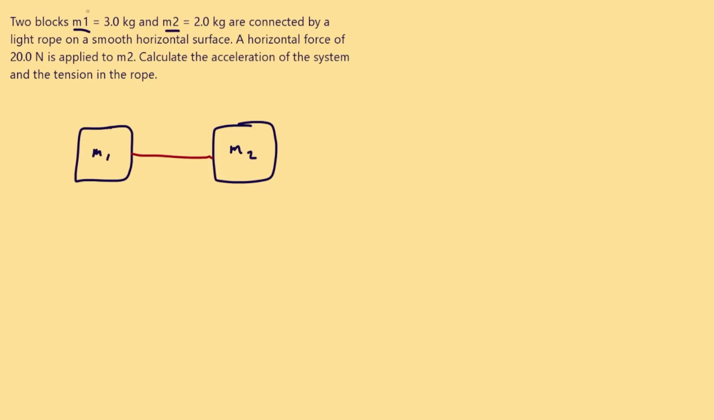When a physics question says smooth surface, that just means there's no friction. That's just something to keep in mind. A horizontal force of 20 newtons is applied to mass 2, so assuming to the right. And the question's asking us to find the acceleration of the system and the tension in the rope.